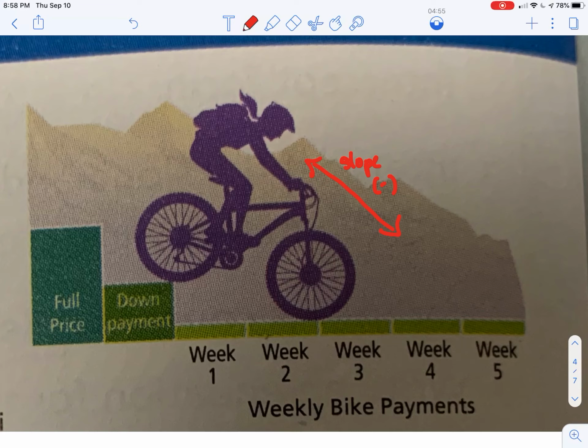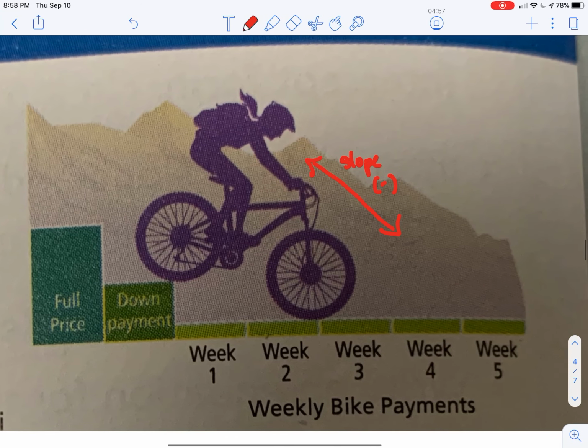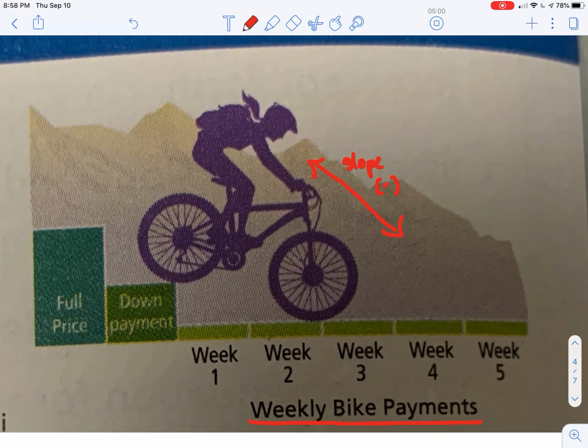What's happening in this picture? If I look at the bottom here, it says weekly bike payments, and I see that we have several weeks here, 5 weeks to be exact. And I notice that the first block here indicates the full price of a bicycle, and then the second block here refers to an amount that this person is going to put down when purchasing a bicycle.